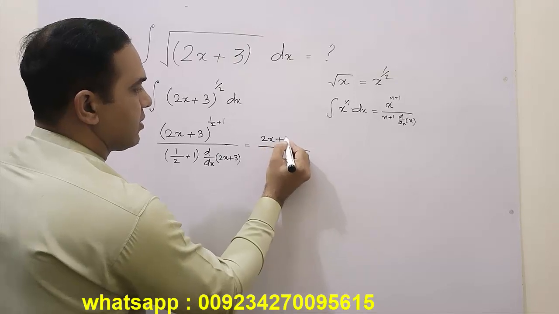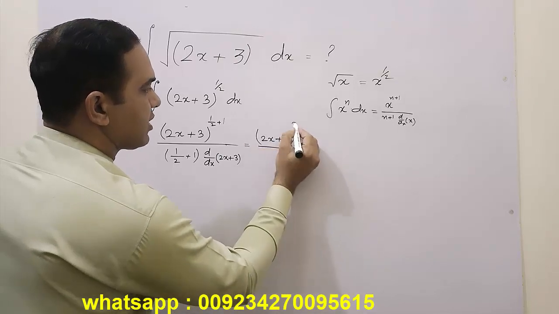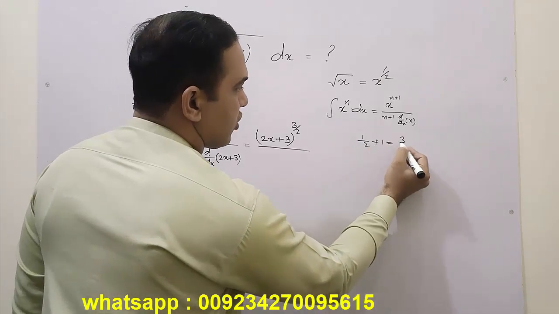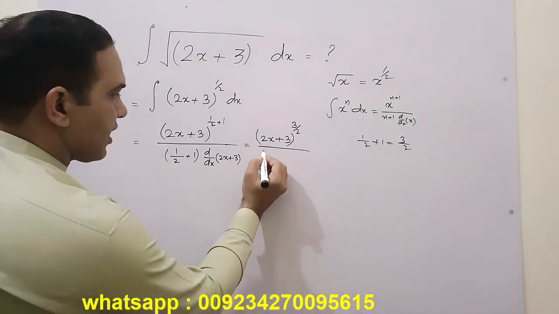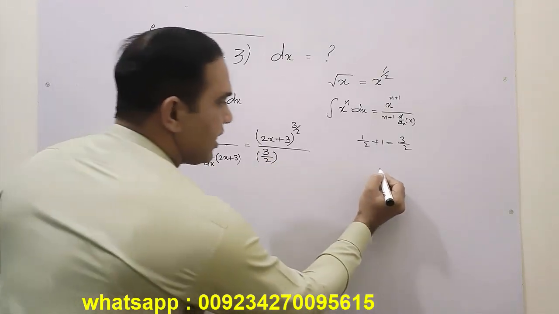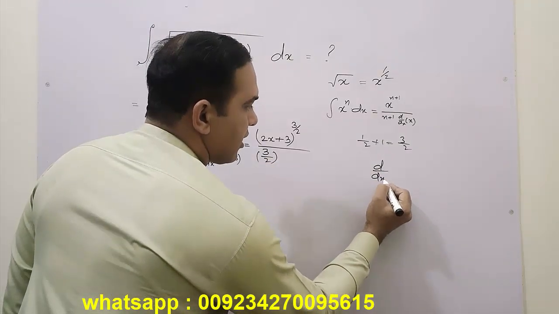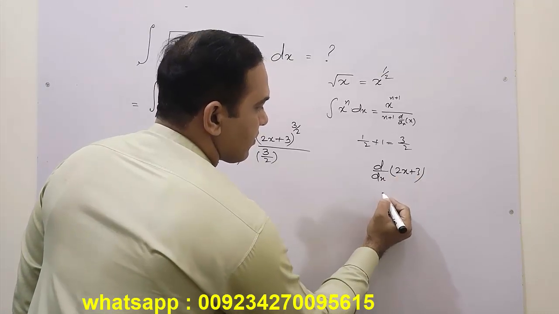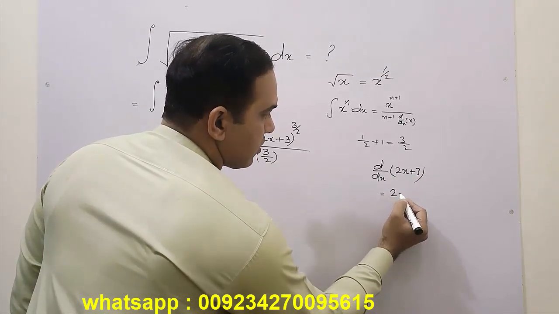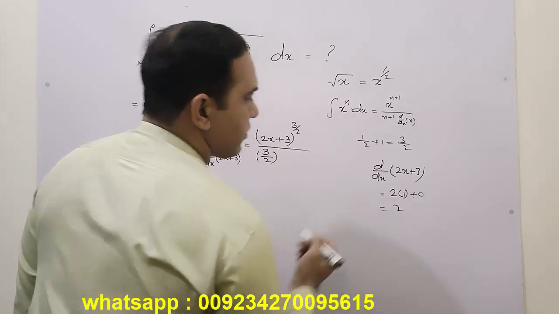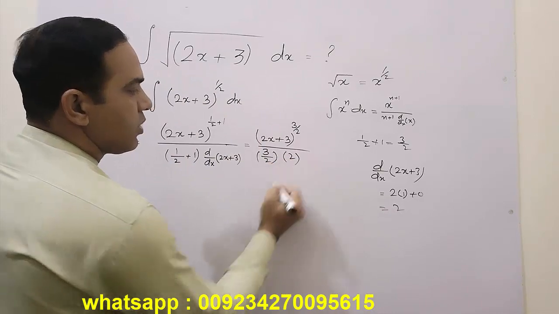Now, (2x plus 3) raised to the power 3 over 2. When you solve 1 over 2 plus 1, it will be 3 over 2. Similarly, 3 over 2 over here, and d over dx of this function is equal to 2 into 1 plus 0, which is equal to 2. Clear? It will be 2.